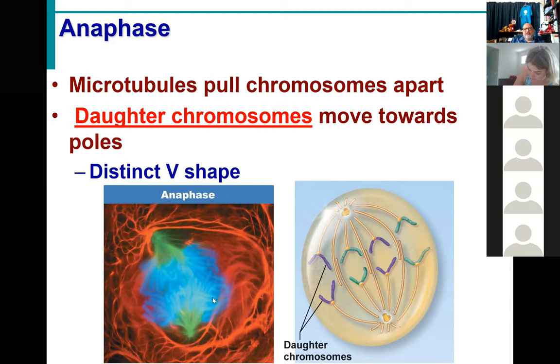Right, so again, notice this one has so many chromosomes in it, it's hard to see the V shape. But what you can clearly see is that there is space that is forming in between them. They are separating from each other. They're being pulled apart. They're being pulled to opposite sides, giving them that very distinct V shape as they're getting yanked to the two sides.